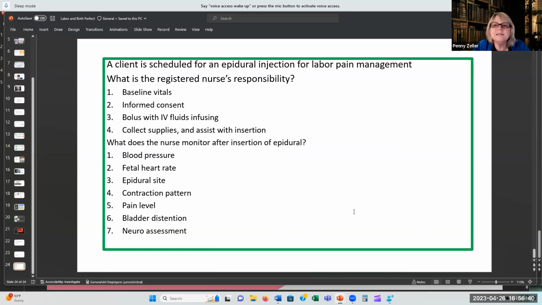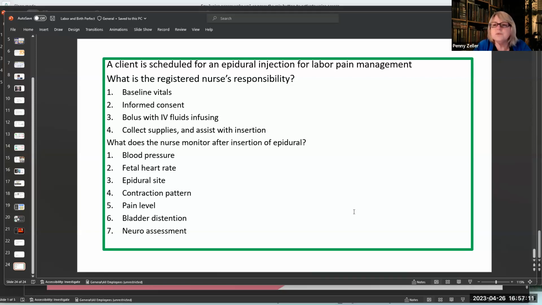So you want to do baseline vital signs. Before any invasive procedure, you need to get a set of baseline vital signs. You want to make sure she's satisfied with the information that she has about the procedure. So look for the signed informed consent on her chart and ask her, do you have any more questions about your anesthesia? And then it's usually protocol to give all clients receiving neuraxial anesthesia, like a spinal or an epidural, a bolus of IV fluid.